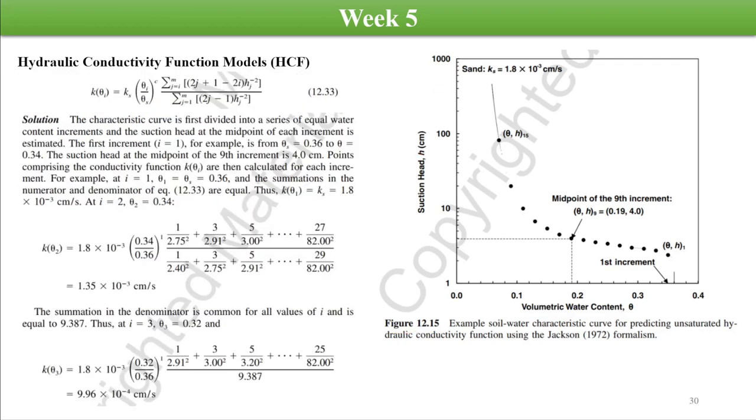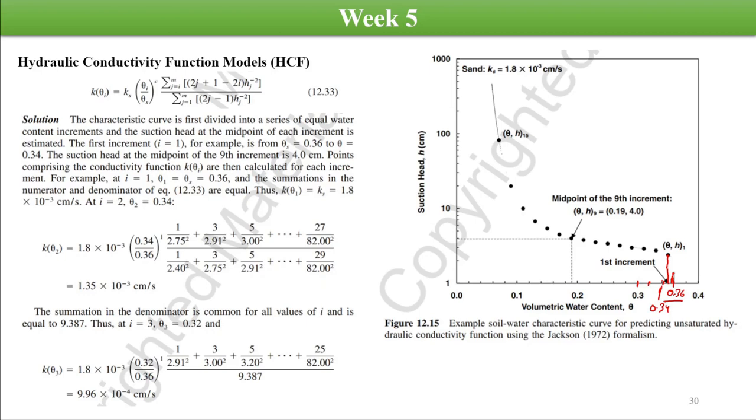To start with, we'll start from the volumetric moisture content at saturation. Then we'll take small increments. One increment will be, let's say, from 0.36 to 0.34, then 0.32, and so on. So the first decrement is from 0.36 to 0.34, like that. We'll take 15 iterations to reach here. All right, so let's see how we do it.